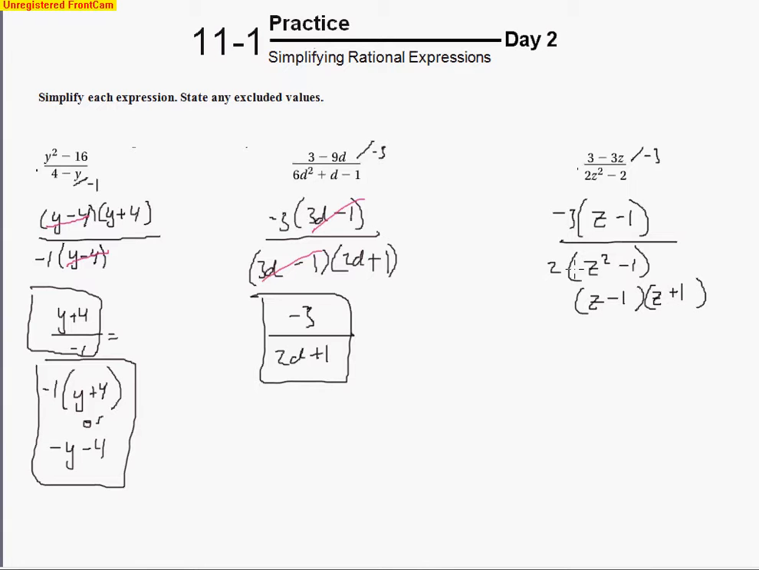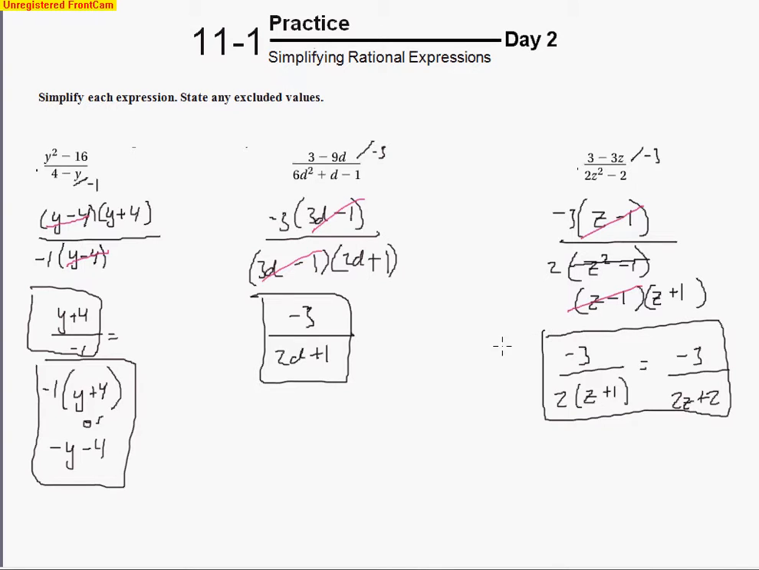I'll cross this one off since I've just factored it, and now I'll look for common factors on top and bottom. So z minus 1's will cancel, but that's it. That's all I can do. So we can go ahead and rewrite this as negative 3 all over, and then I've got 2 times z plus 1. So you could write it this way. You might see it this way as well, negative 3 over 2z plus 2. Somebody, when they're coming up with the answers, might end up multiplying it out. So either way would be fine.